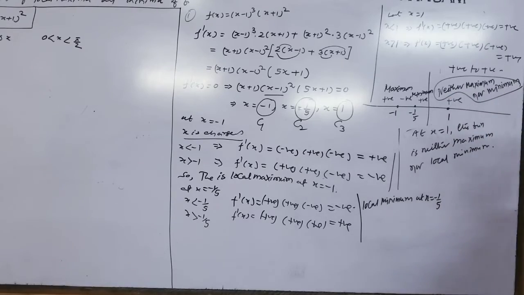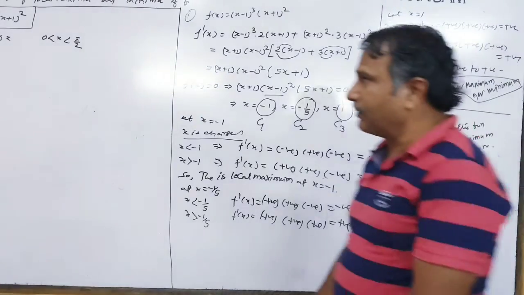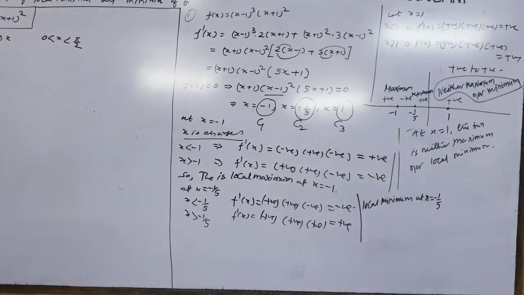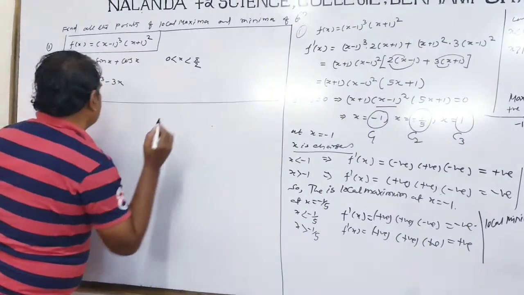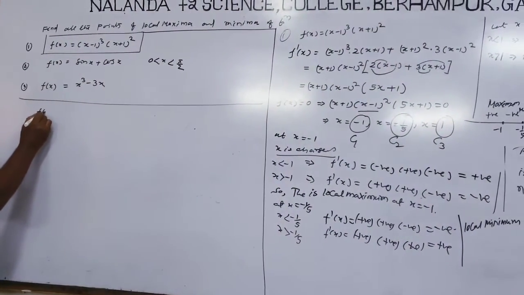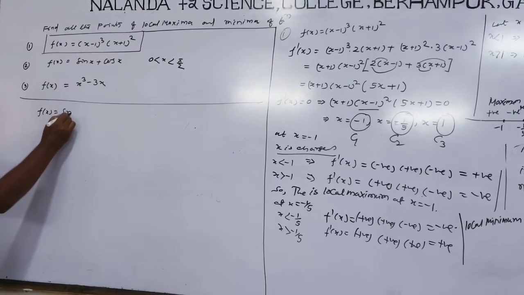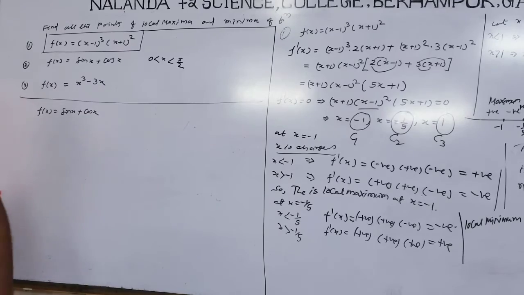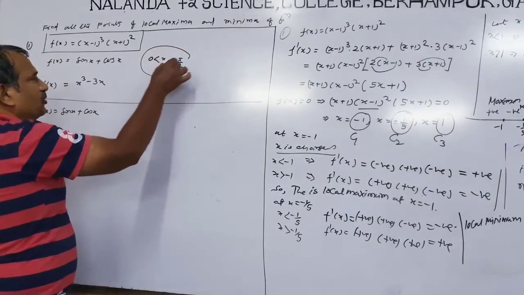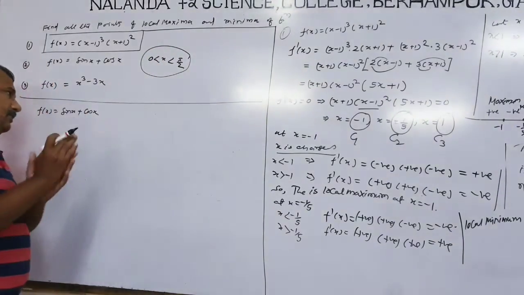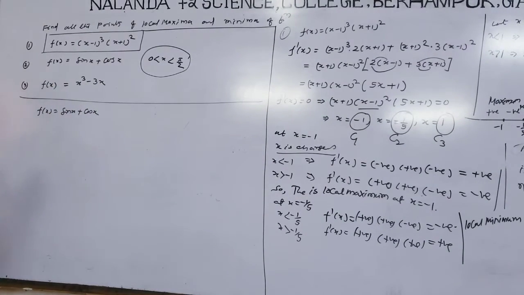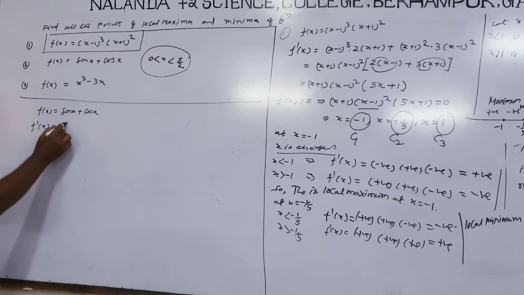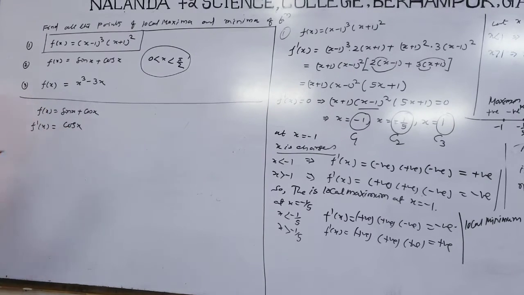Okay, now this is another example. The second example is f of x equal to sin x plus cos x, and the condition given is that x lies between 0 and pi by 2, the first quadrant. Now the first step: find f dash x. f dash x equal to, what is the derivative of sin x? It is cos x. What is the derivative of cos x?